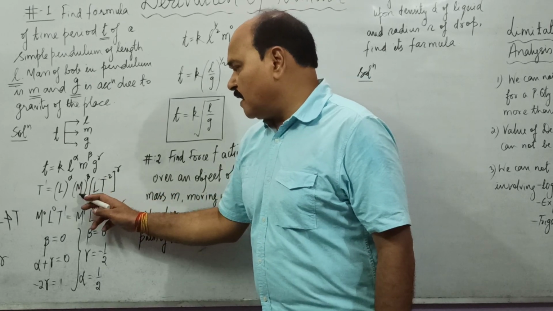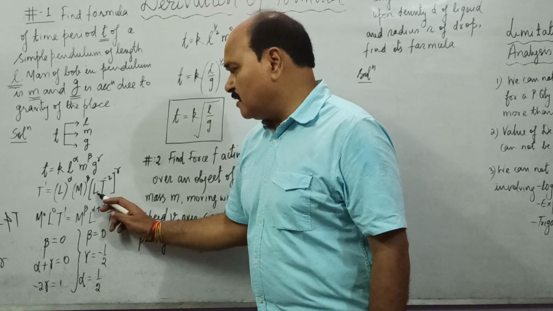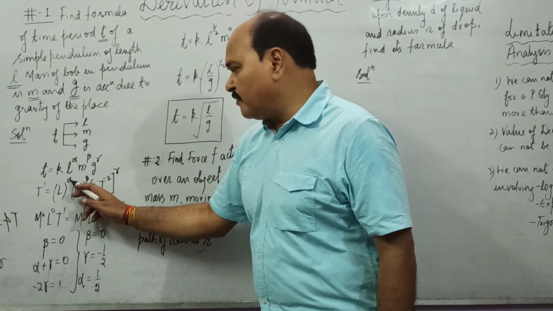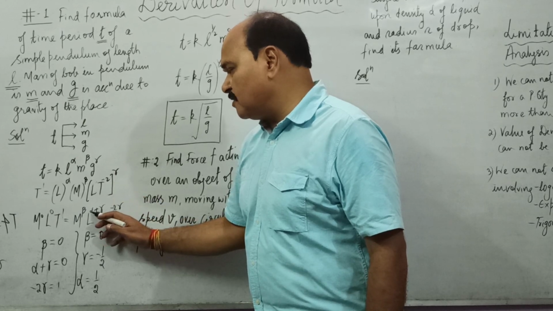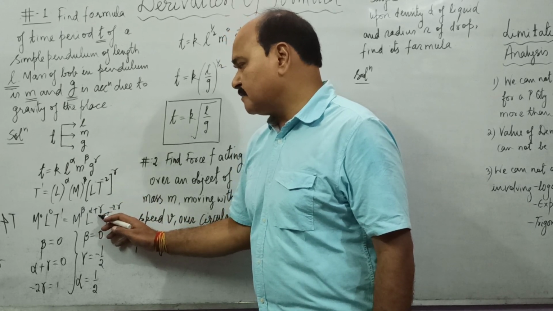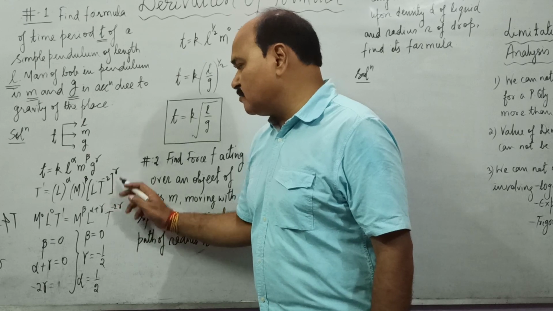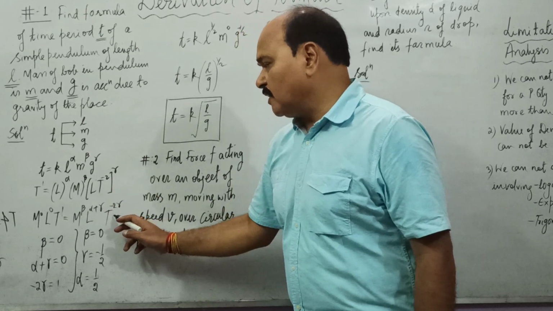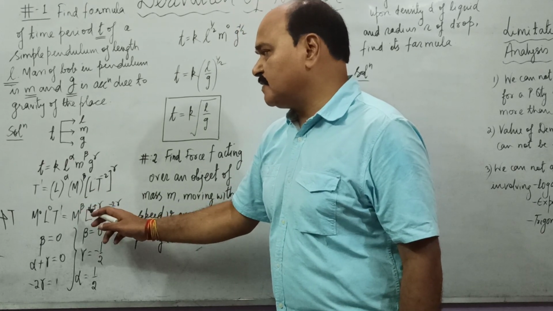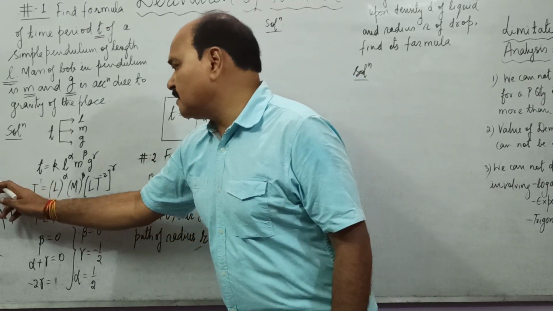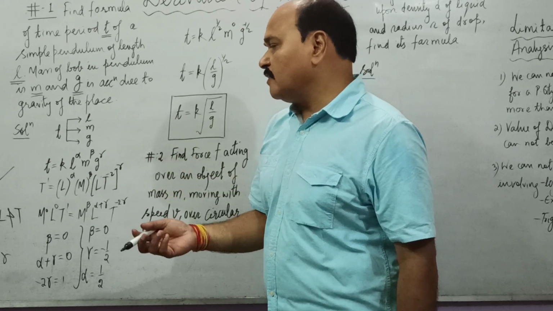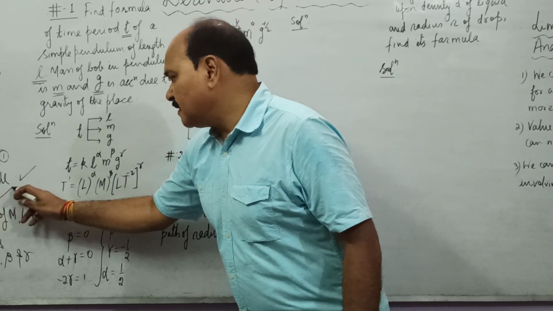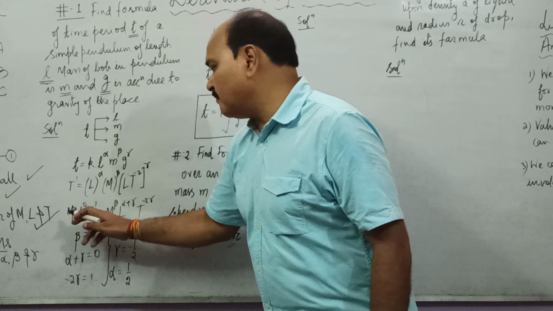What do we get? M to the power beta and L to the power what? L to the power alpha from here and L to the power gamma from here. So we get L to the power alpha plus gamma. And T to the power minus 2 gamma. Now let us equate the powers. We have substituted the dimensional formula of all the physical quantities, we have simplified, and we have equated the powers of MLT.